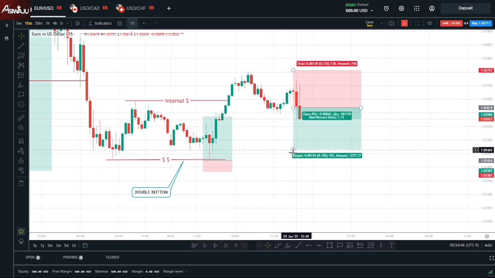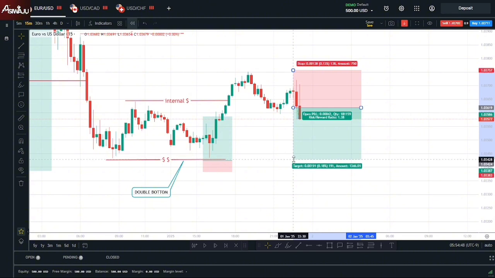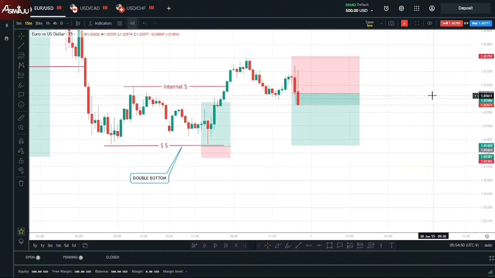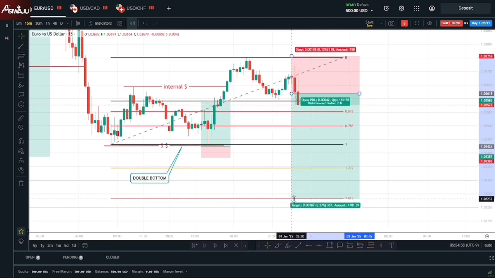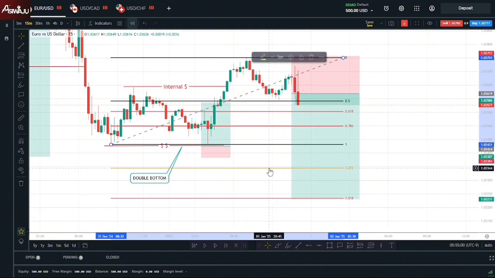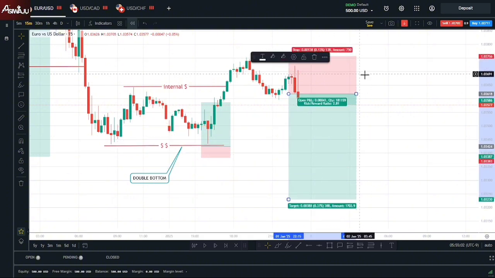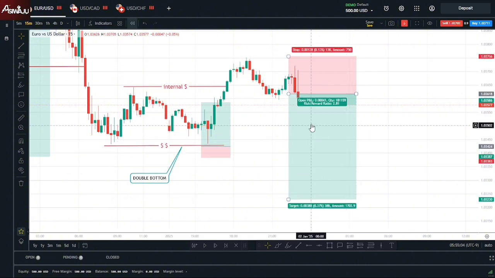So your target can be here, the 100% level, or you can use the Fibonacci retracement like I said the other time. You plot it from here to here and you set your target to 1.618. Let me draw it down. So now let's take it out. So now let's play price forward and see what happens next.